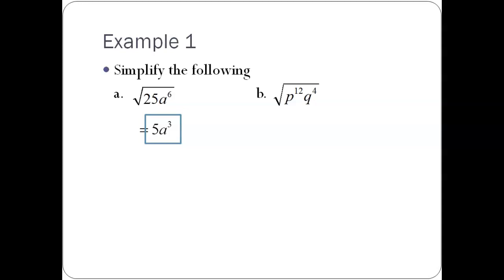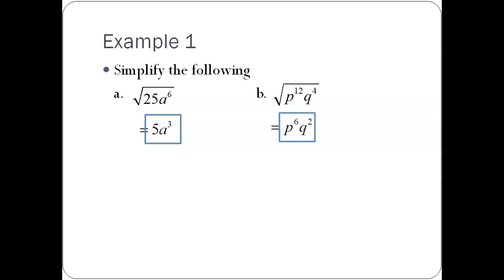All right, let's look at the second one. We have the square root of p to the 12th and q to the 4th. And we'll take each part separately. So p to the 12th, what times itself will give us p to the 12th? Well, if we do p to the 6th times p to the 6th, that's going to give us p to the 12th. With q to the 4th, again, think about what times itself will give us q to the 4th. That would be q squared times q squared. So by taking the square root here, we'd end up with p to the 6th and q squared.